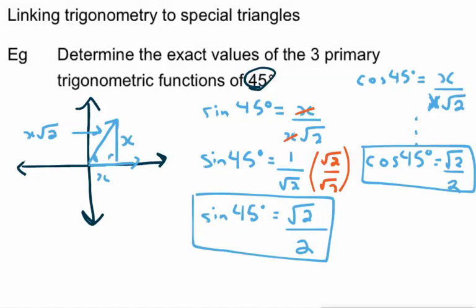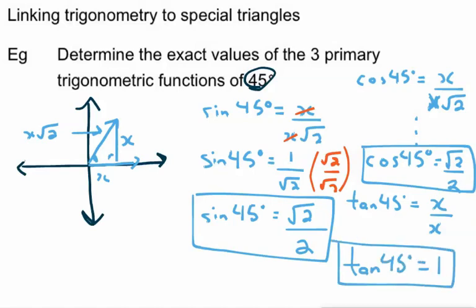Last one is tangent. Tangent 45, well, we take a look. Tangent is TOA. Opposite over adjacent. Opposite is that x. Adjacent is that x. So tangent 45, x over x. X over x simplifies just to 1, so tangent of 45 is 1. And just like that, we've got the 3 primary trig functions of 45 degrees. Sine 45, cos 45, and tan 45.